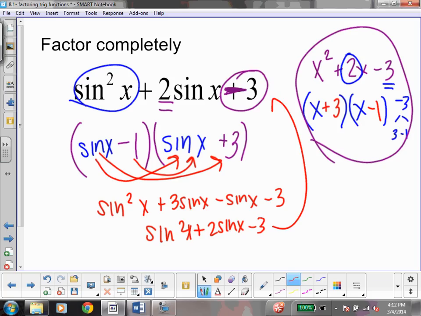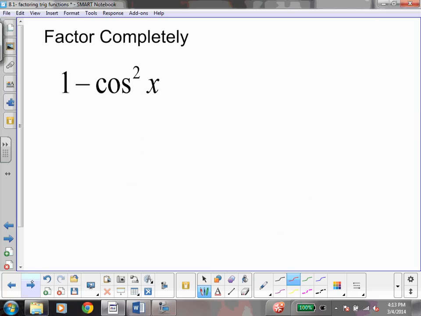And I've checked myself. I did factor this correctly. Let's try another one. 1 minus the cosine squared of x.